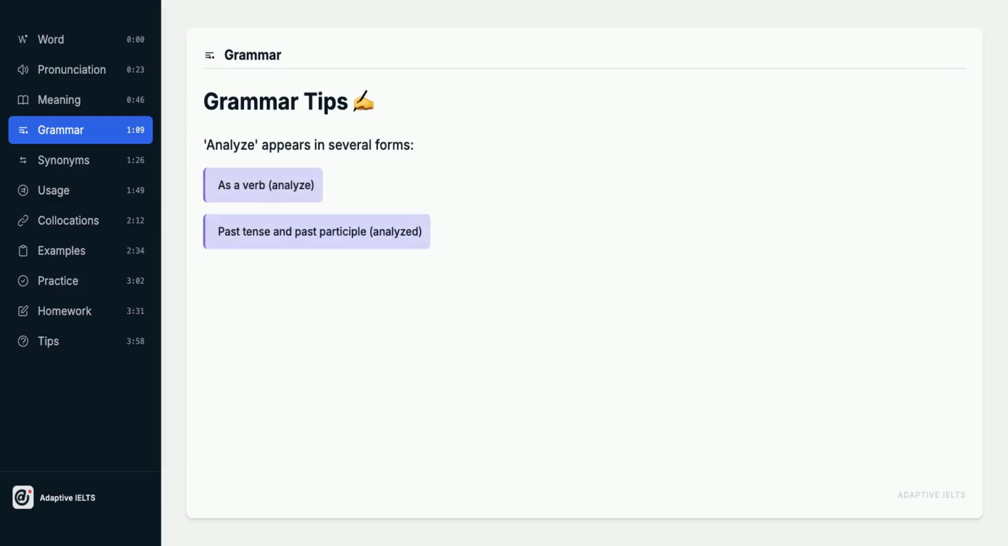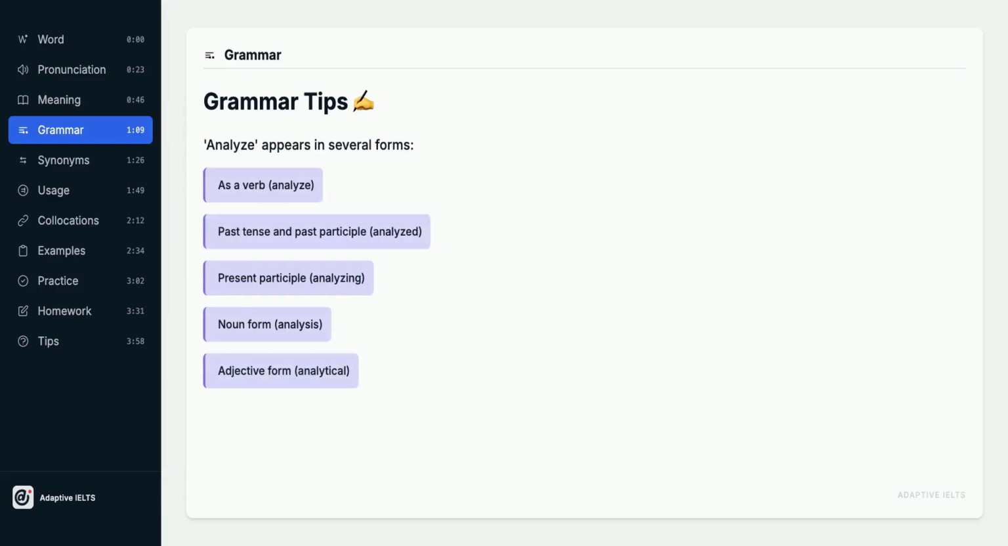Analyze appears in several forms. As a verb, analyze; past tense and past participle, analyzed; present participle, analyzing; and noun form, analysis. The adjective form is analytical. These different forms allow you to use the word flexibly in various contexts.